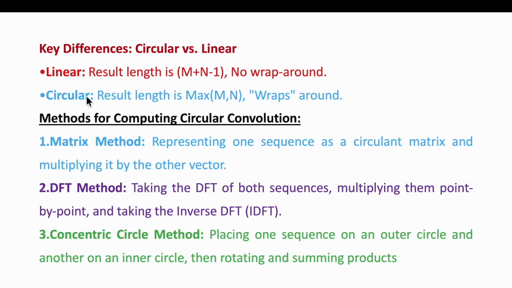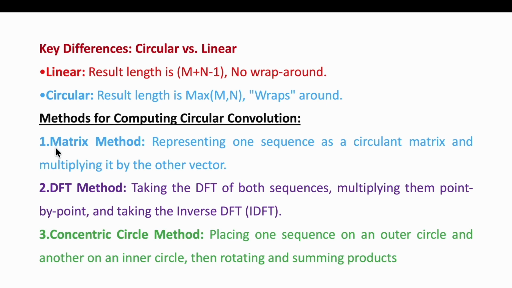In circular convolution, you can calculate the number of samples using the formula max of m comma n. So whatever values you have, you just choose the maximum of m comma n. It means that you have a wraparound effect here in circular convolution. How can you calculate the circular convolution?